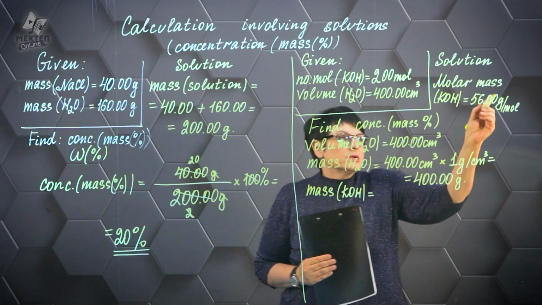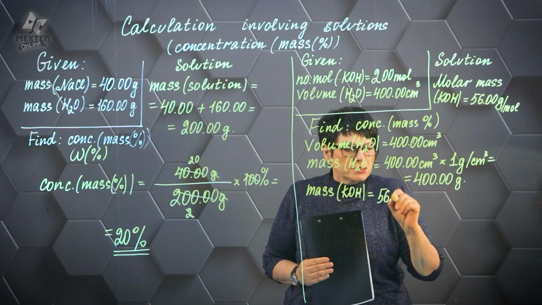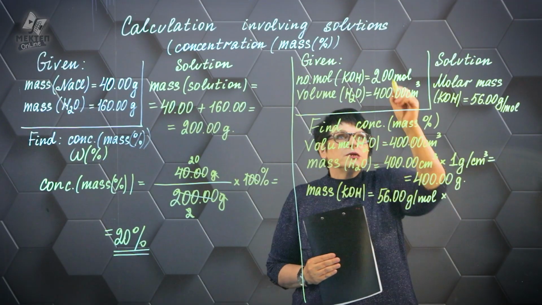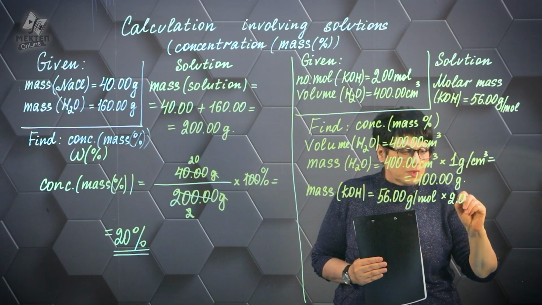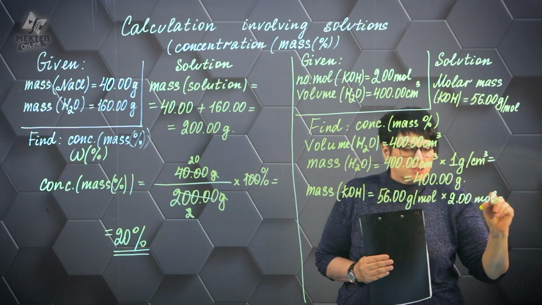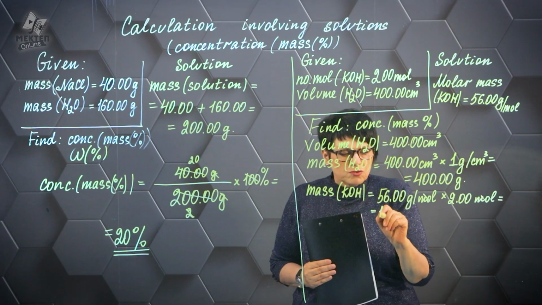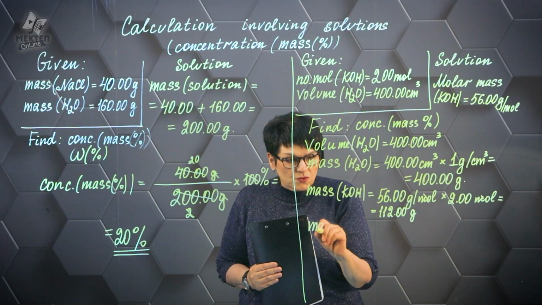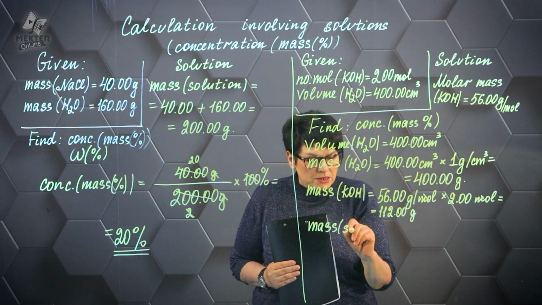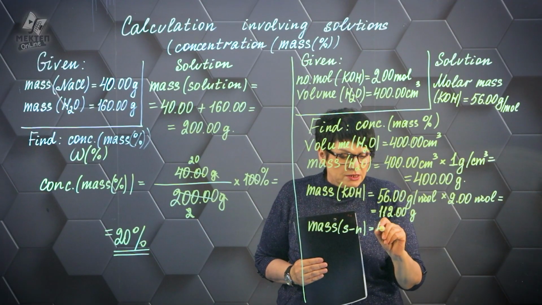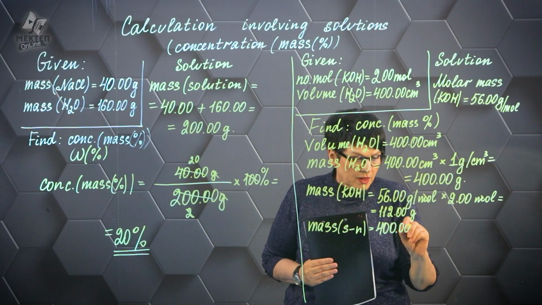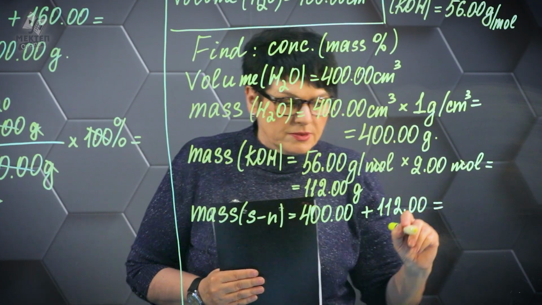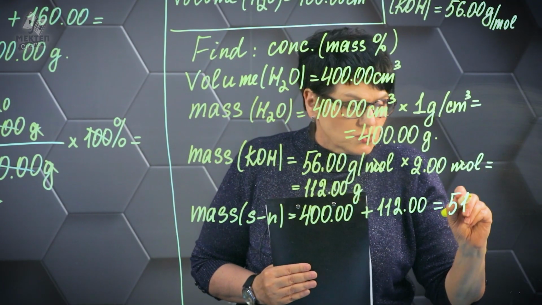Now we need to find the mass of our dissolved substance, potassium hydroxide. To do this, the molar mass we found is 56 grams per mole. We multiply it by the number of moles of the substance, which is 2 moles. In this case, we have a mole-mole reduction. It will be 112 grams. Now we will find the mass of the solution. The mass of the solution will be the mass of water plus the mass of the dissolved substance, and therefore our solution will be equal to 512 grams.